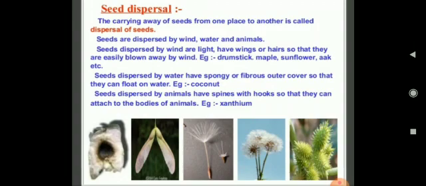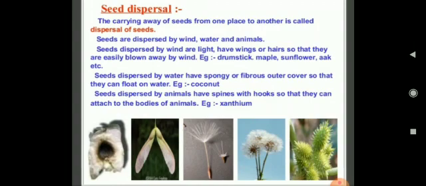Seeds dispersed by wind are light and have wings or hairs, so that they are easily blown away by wind. In some plants, such as thistle, the seeds are very light and have parachute-like structures. This helps them to float in air, so they are dispersed by wind. Seeds of maple, pine, and drumstick have wings that help them to be blown away by wind.